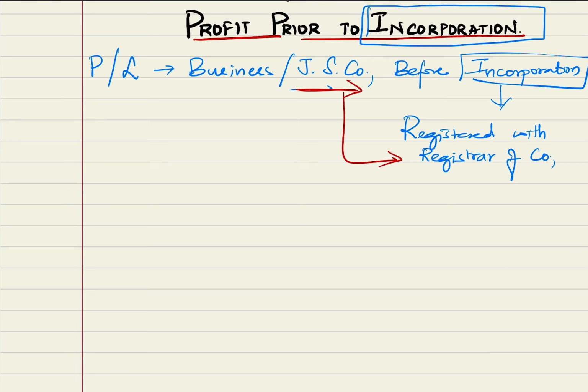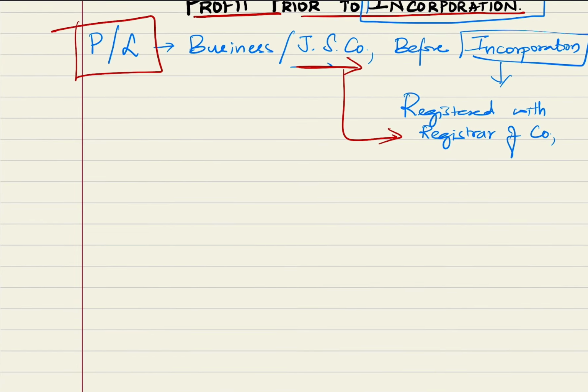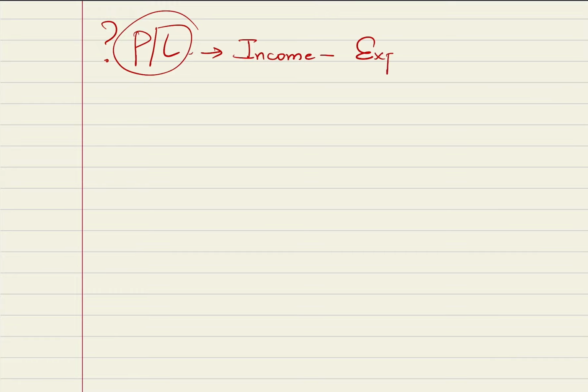Now that we have seen that, what we will do here is find out the profit or loss before the company was registered. Now we will see how we are going to find out profit or loss. It is very simple and easy, and it's common sense, right? So how do we basically find out profit or loss? With a very simple formula. What is the formula? Income minus expense.